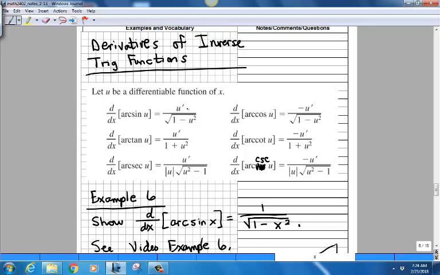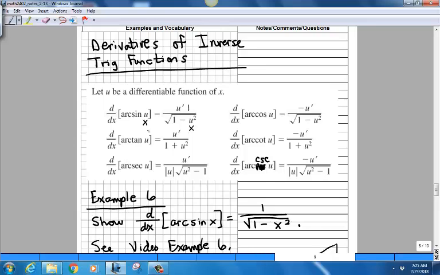What this formula says is that the derivative of arcsine of u is going to be the derivative of u with respect to x, u prime, divided by the square root of 1 minus the expression squared, 1 minus u squared. If you let u be a very simple expression, namely just x, then this formula simplifies somewhat. The derivative of x will just be 1, and the denominator will be the square root of just 1 minus x squared.